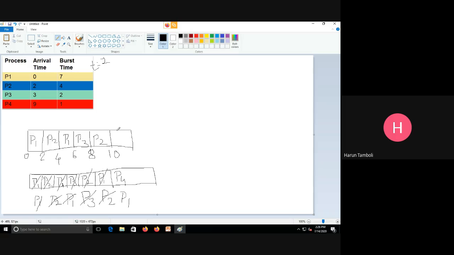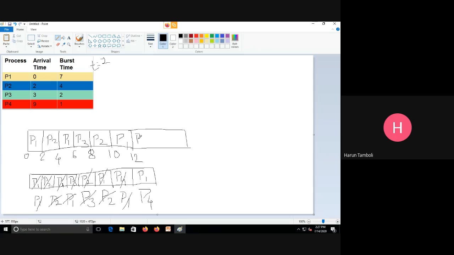Now here, P1. What is the remaining time? 4 is over, so it still requires 3 more. So from 10 to 12 it gets executed. After 12 seconds, P1 is preempted again and goes to the ready queue, and P4 gets the CPU.